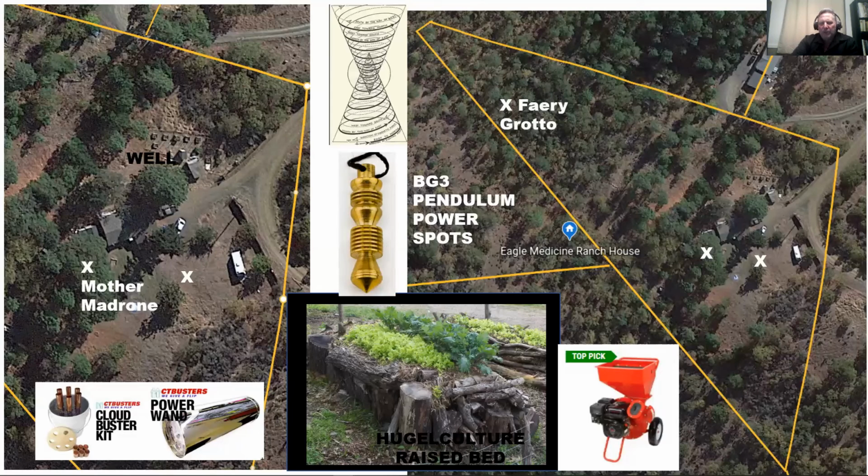We're just looking for these spots that emanate Bg3. And the reason I do this is because this is where you want to put any planters you may have, any places that you really want to take advantage of the vortex.